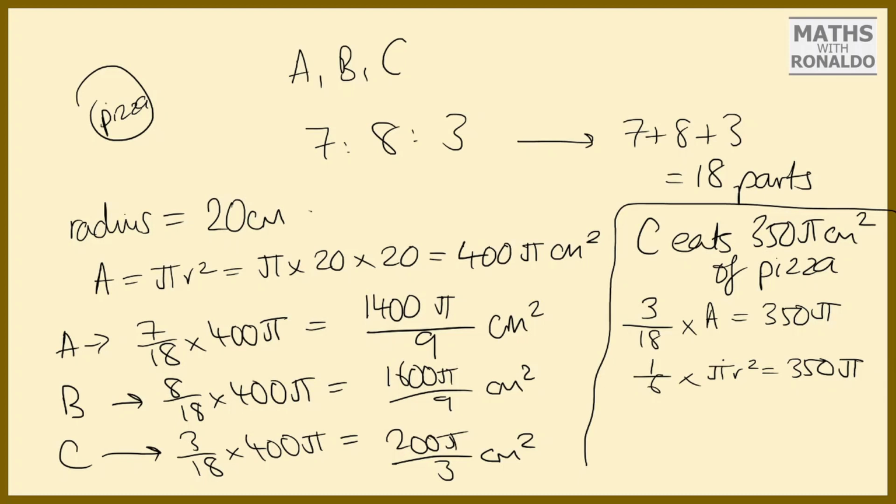We can now divide by pi on both sides, and we get a sixth of the radius squared equals 350. The radius squared equals 350 times 6, which is 2100. And the radius, therefore, is the square root of 2100, which is 10 root 21 centimeters. And that is your final answer.